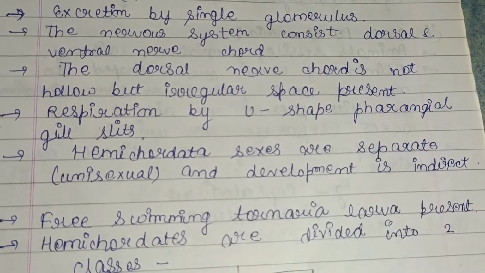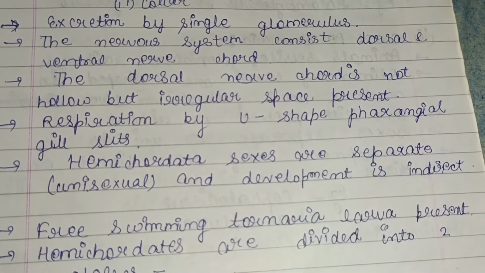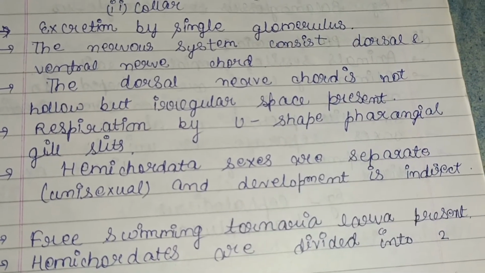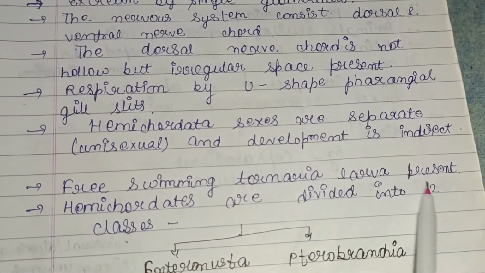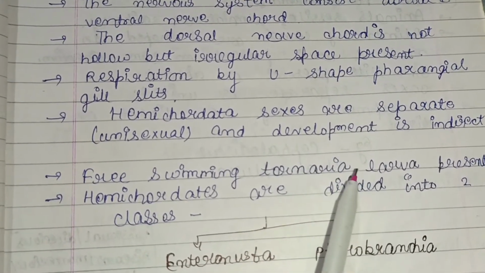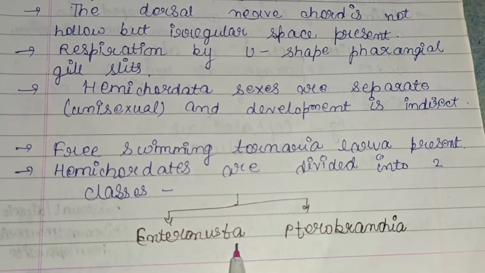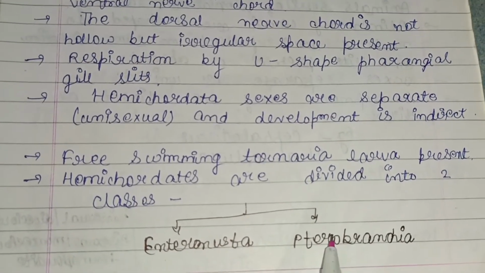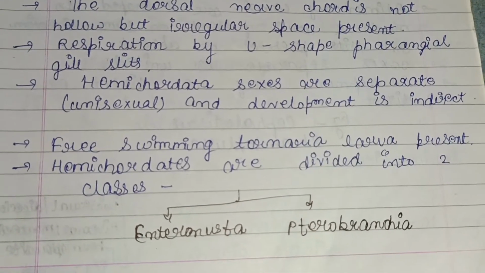Indirect development means that a larva hatches from the egg and the larva then metamorphoses into an adult. A free-swimming Tornaria larva is present. So the name of the larva of hemichordates is Tornaria larva. Hemichordates are divided into two classes. First is Enteropneusta and second is Pterobranchia. So we are going to study them respectively.